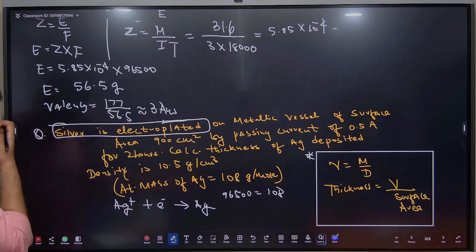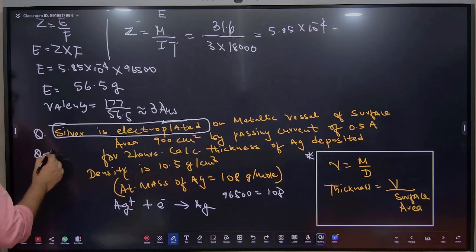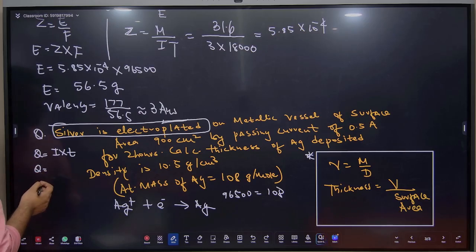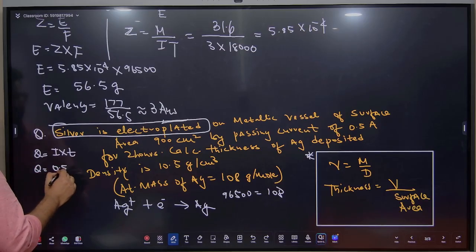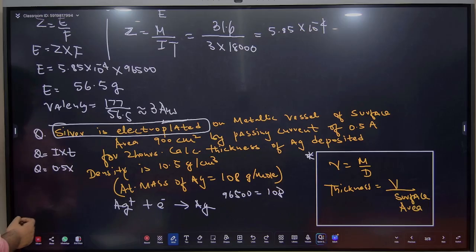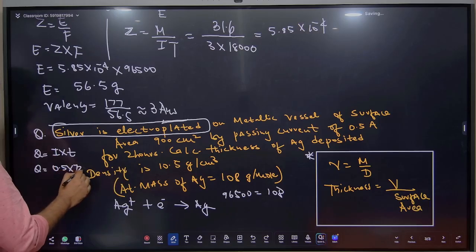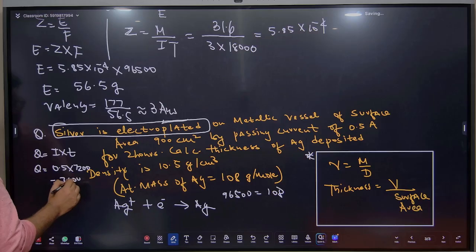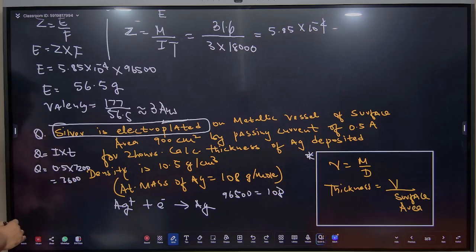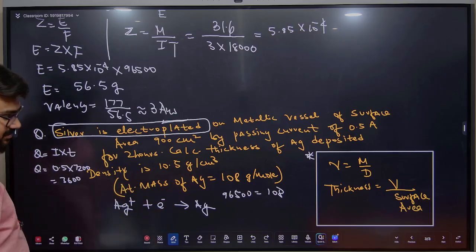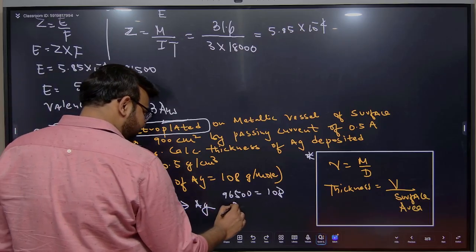So guys, what is the Q formula? Q formula is I into T, right? So how much is the Q? What is the I? 0.5 into T, how much? 2 hours, right? So 2 into 60 into 60, 3600. So that is the charge, correct? So if 96,500 produces 108, so 3600 will produce how much?